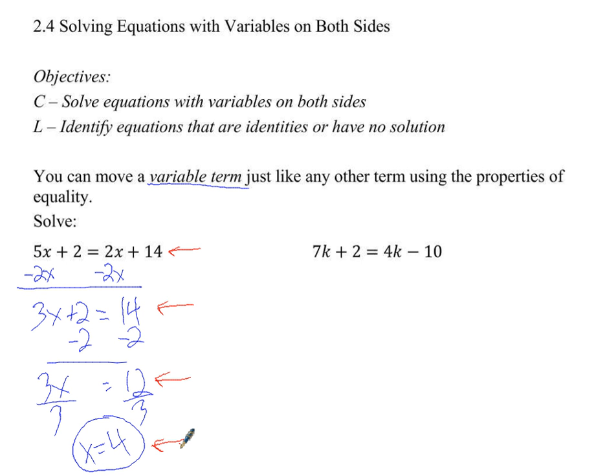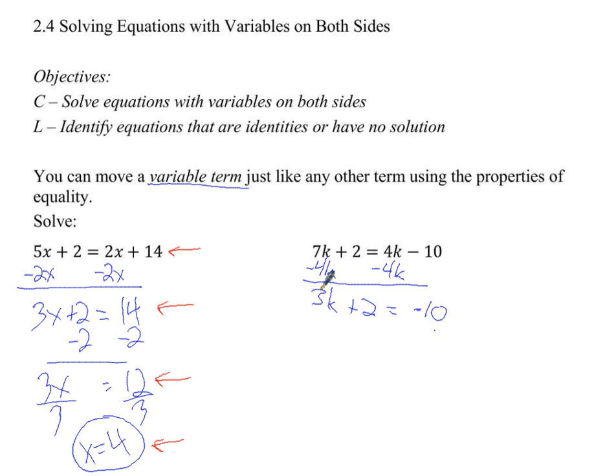All right, I'd like you to try the second one. Go ahead. All the variables go on one side, all the numbers go on the other side, and then you solve. Yeah, we want to get the k term all on one side, and right now they're on opposite sides, so we're going to subtract 4k from both sides. When I do that, what do I get? 3k plus 2 equals negative 10. Don't lose your minus sign there. That's a negative 10 sitting here.